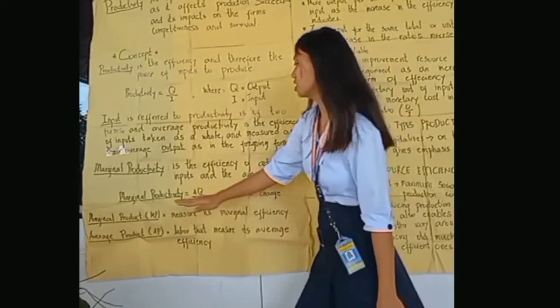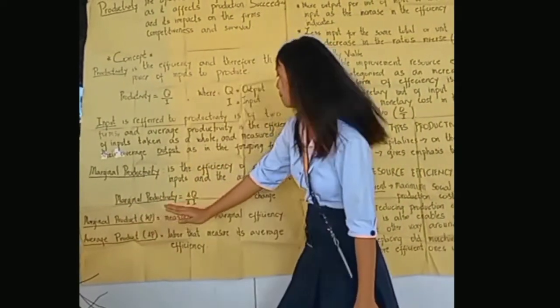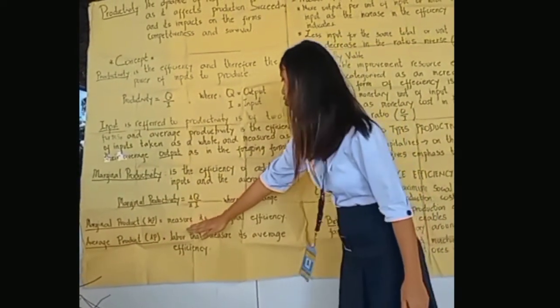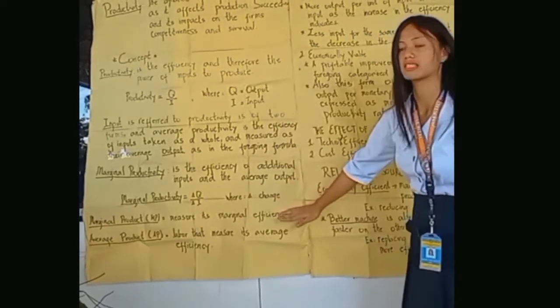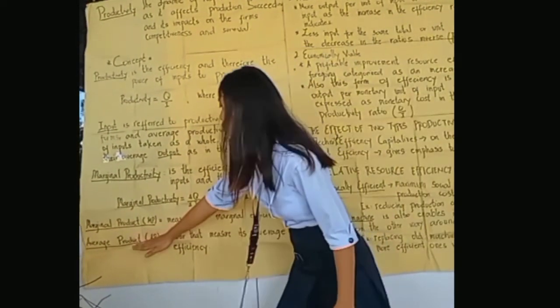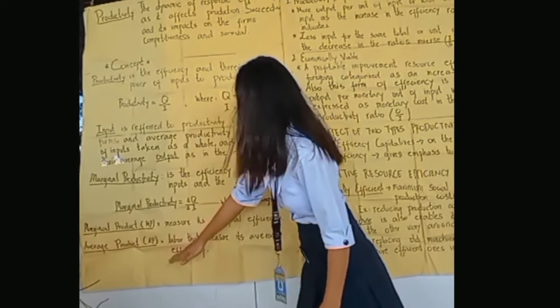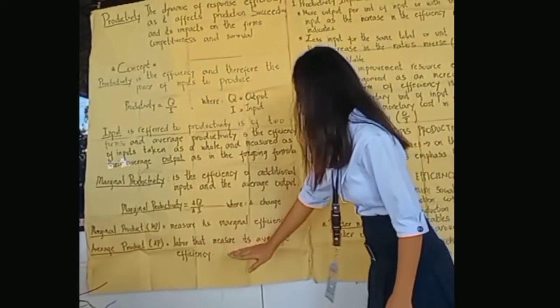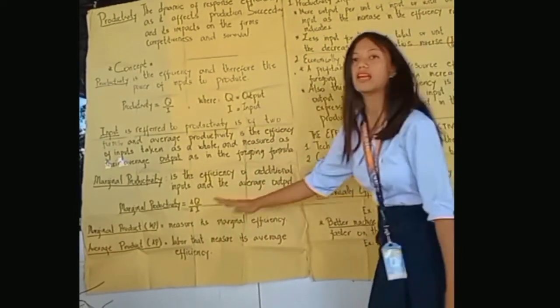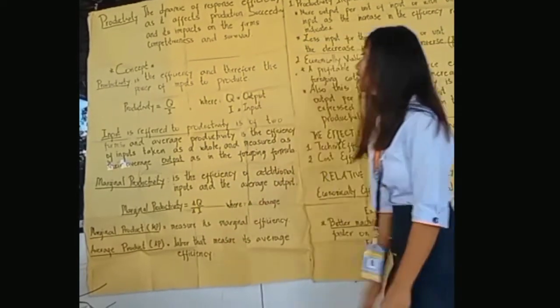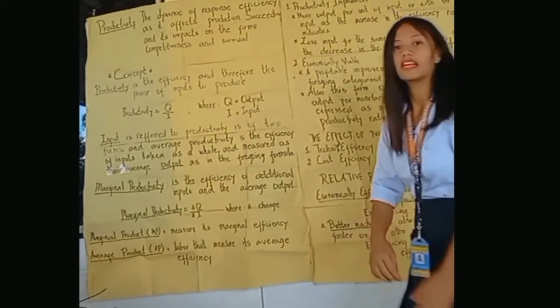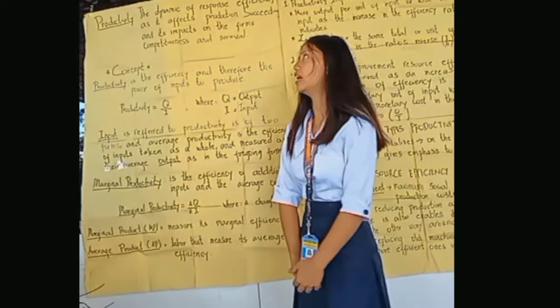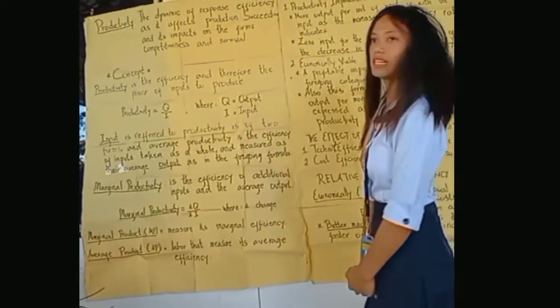Then marginal product or MP measures its marginal efficiency, while average product AP is the labor that measures its average efficiency. So that would be all of my topic, and let's go to the next report.